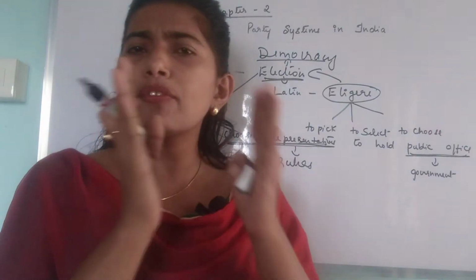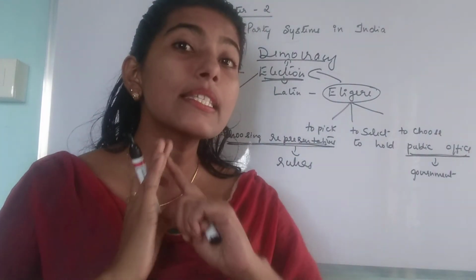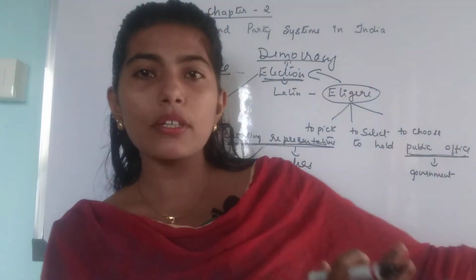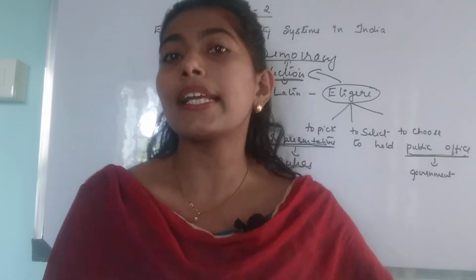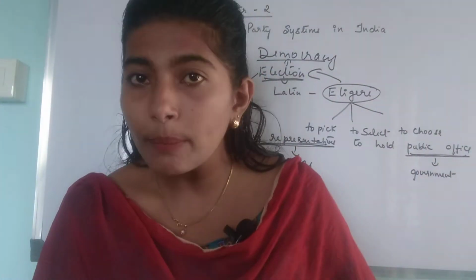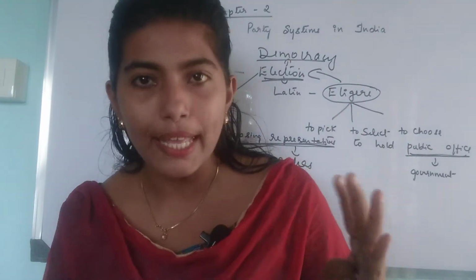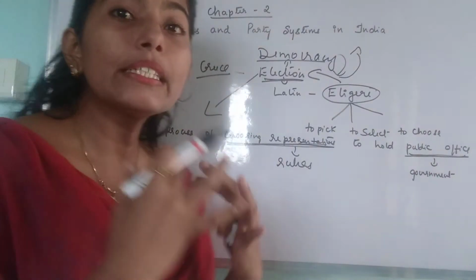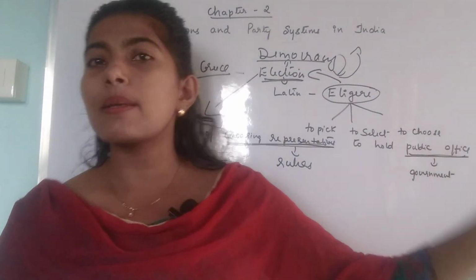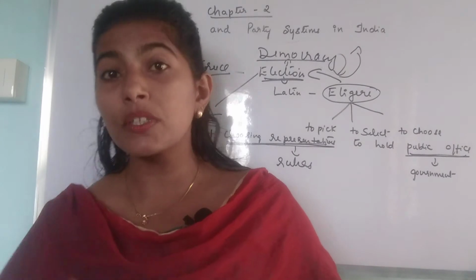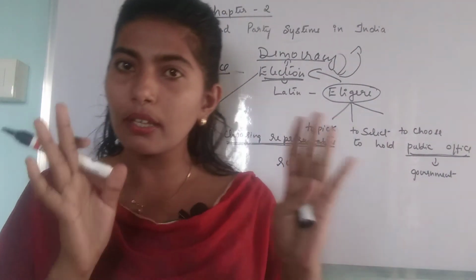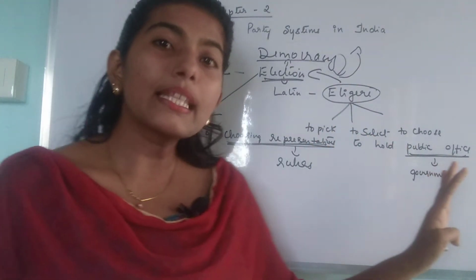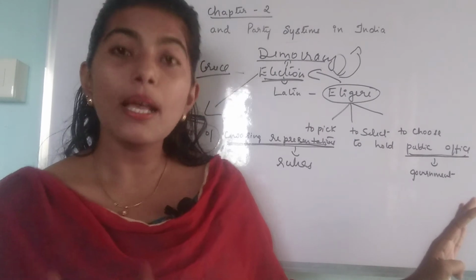And remember, if there is no election, that country is not democratic. Clear? So if a country has a system of democracy, then that country should have election. Without election, there is no democracy. Without democracy, there is no election. So we can say these two words, democracy and election, are interconnected. If you want to call any country a democratic country, then the basic foundation or feature of that country is election.